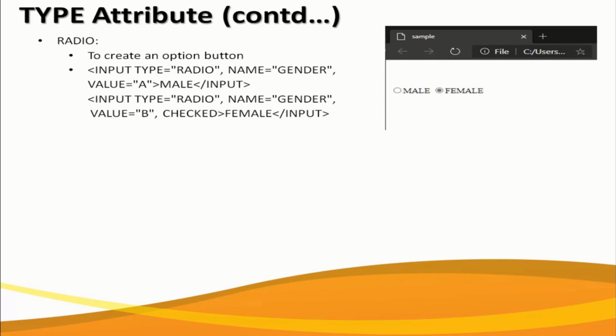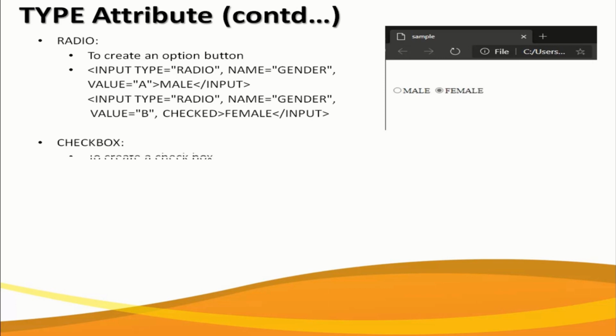If you choose male then female will not be selected, and if you select female then male will not be selected. Here female is selected because in syntax for female we write checked after value B. So in the output by default female is checked.